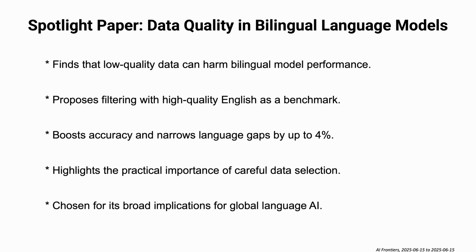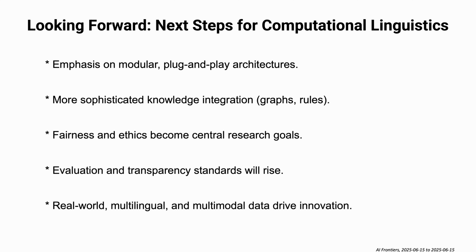The third spotlight paper by Schuyler Seto and colleagues investigates the role of data quality in bilingual language models. The study finds that incorporating low-quality data can actually harm model performance. To address this, the team proposes filtering training data using high-quality English as a benchmark. This strategy increases accuracy and narrows language gaps by up to 4%. The findings underscore the practical importance of careful data selection and have broad implications for the future of global language AI.